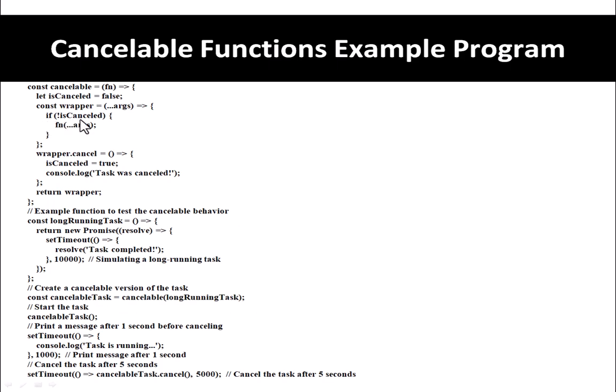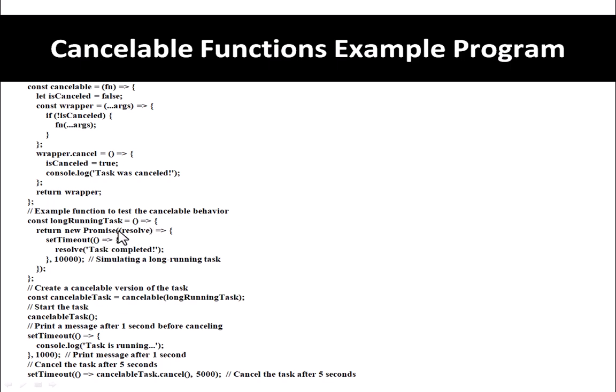So here you are using a function. If the function is not cancelled, then here you are using a function with the arguments, where you are going to pass the function with the arguments. So here we are going to pass the arguments, cancel and 5000. This is also a particular argument which you are passing.